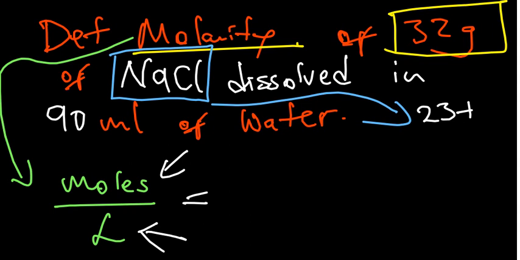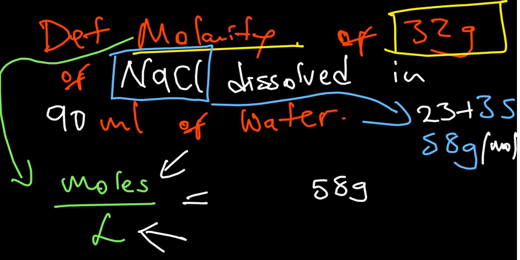Anyone with a periodic table to help us, sir? Nobody. 35. Okay, thank you. So if we add 35 plus 23, I believe we should have 58, right? Approximately. Now the units of molar mass are what? 58 grams per mole. So even if you don't know how to find the number of moles, ladies and gentlemen, you can still understand. You've got 58 grams per mole.